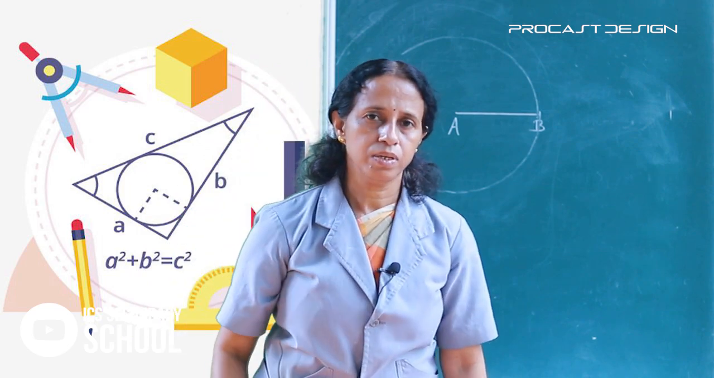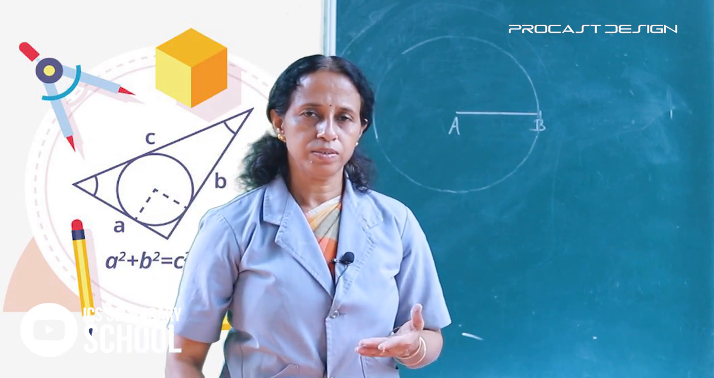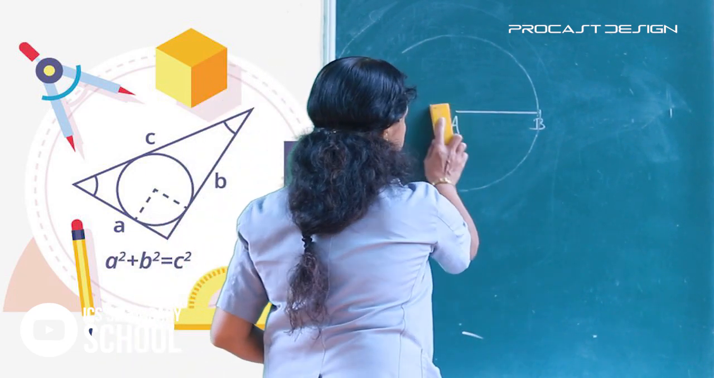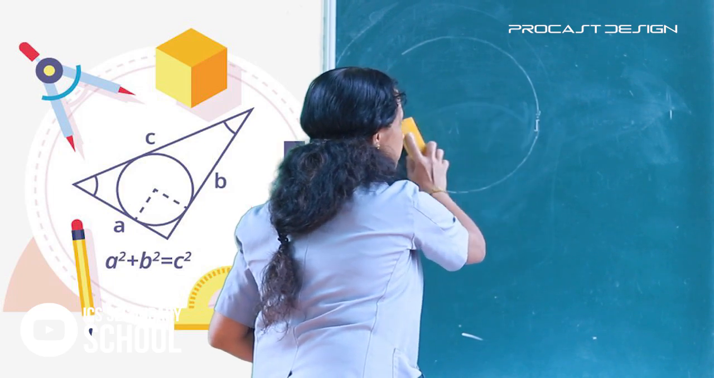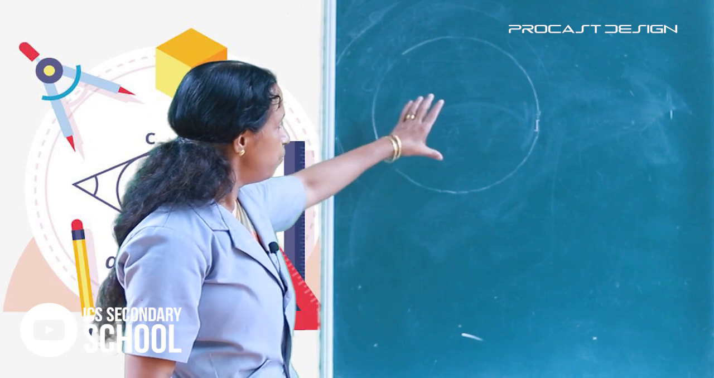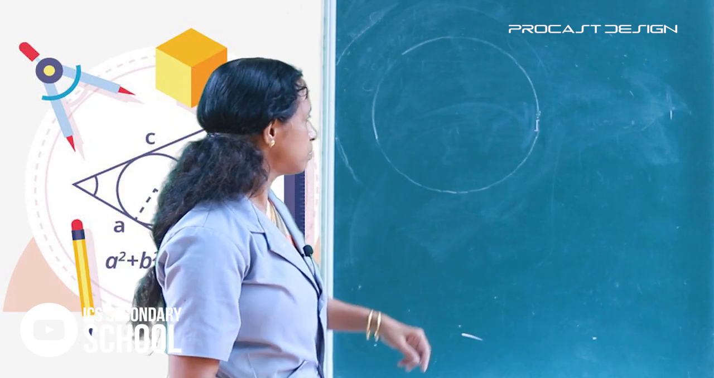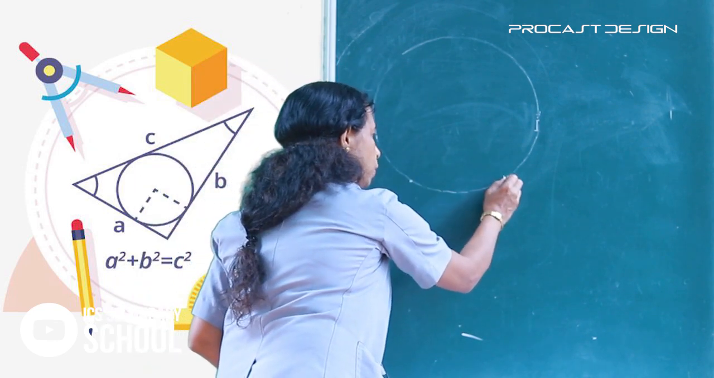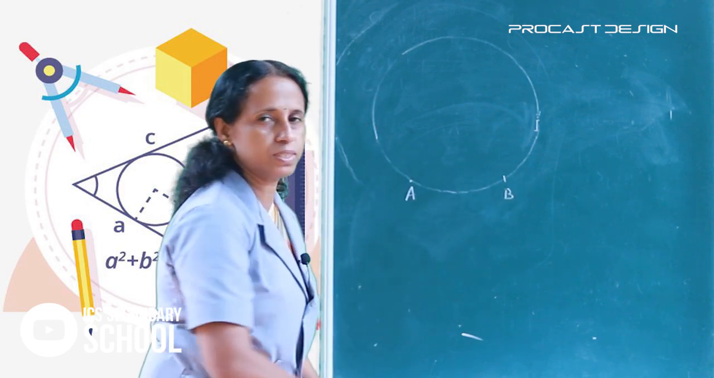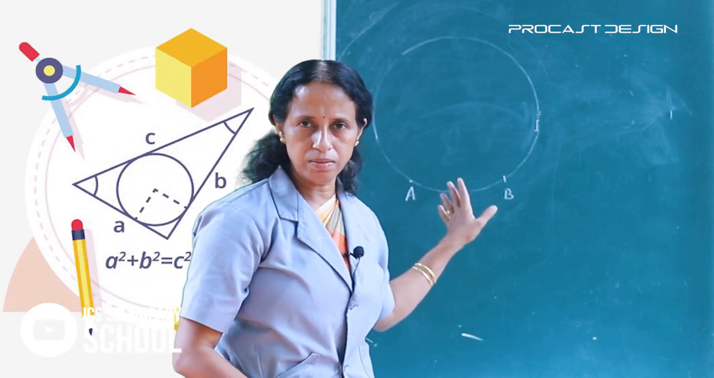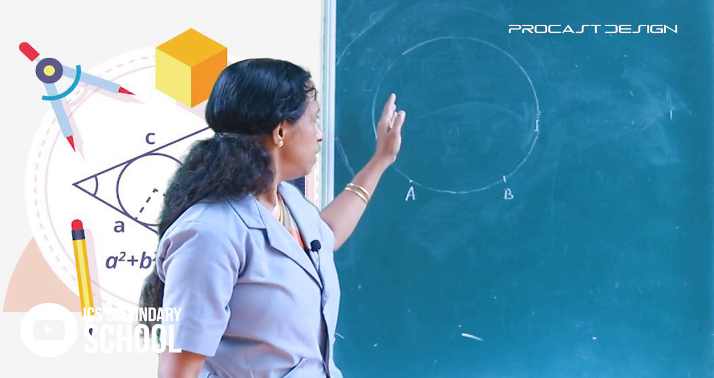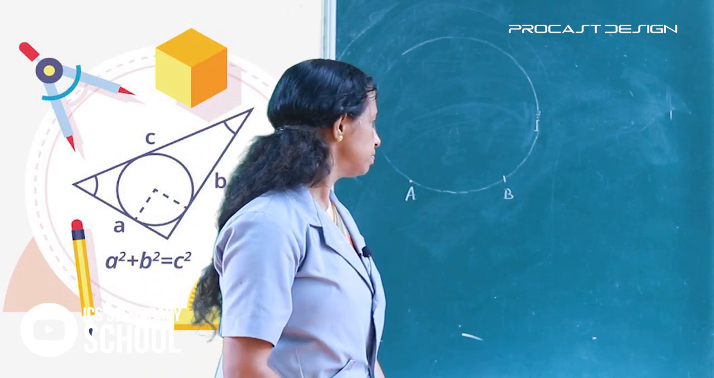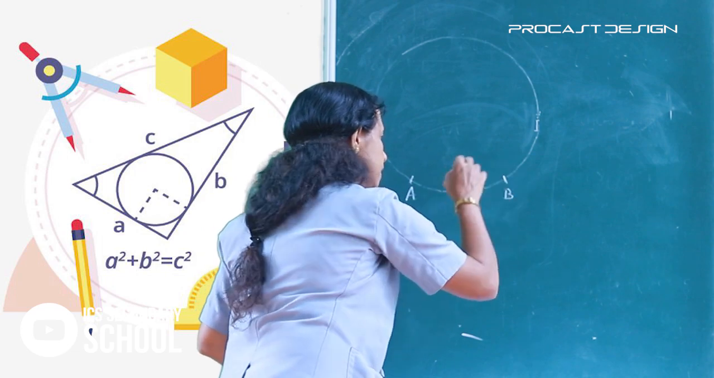Okay. Next, how can you find the center of the circle? Just consider this is a circle. How can you find the center of this circle? The center is not known. Mark points A and B on the circle.